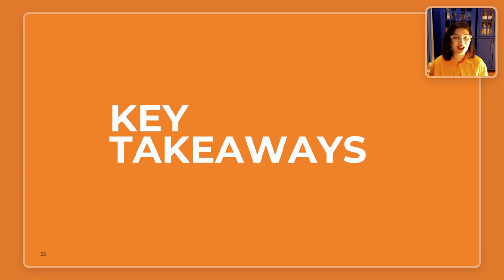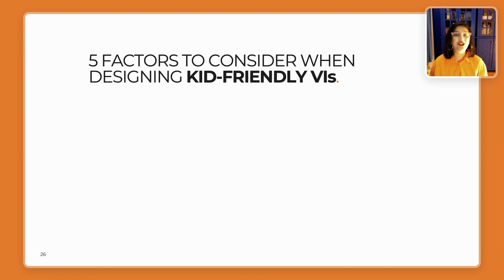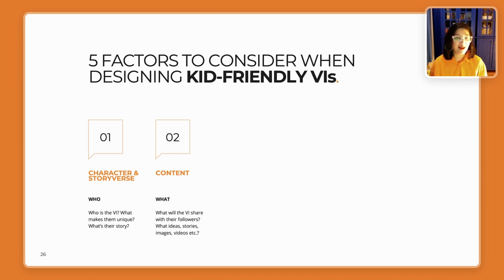Finally, let's take a look at the key takeaways from this video. The 5 factors to consider when designing a kid-friendly VI. The first thing you need to remember is character and storyverse. The who. Who is the VI? What makes them unique? What's their story? Then think about the content, the what. What will the VI share with their followers? What ideas, stories, images, videos, etc.